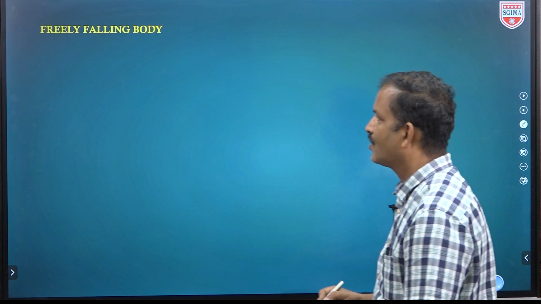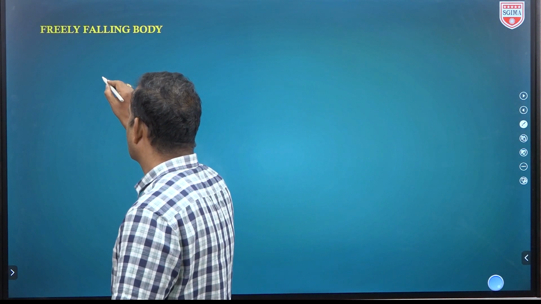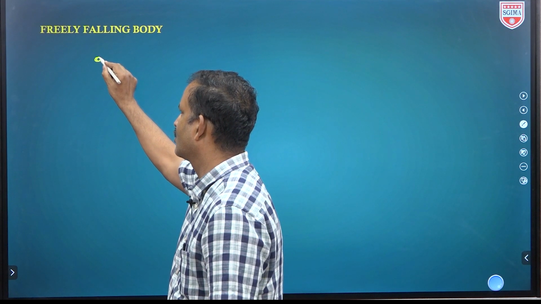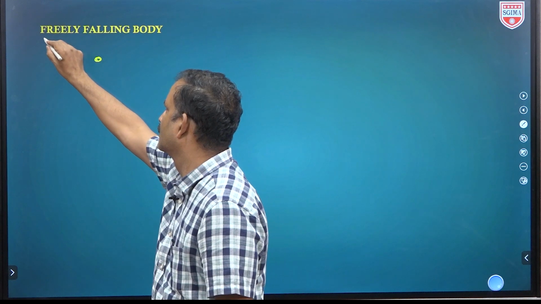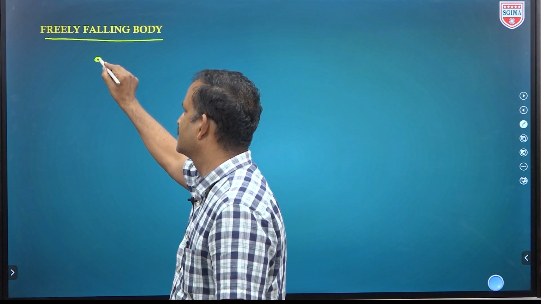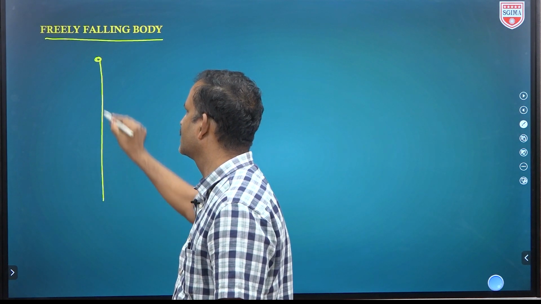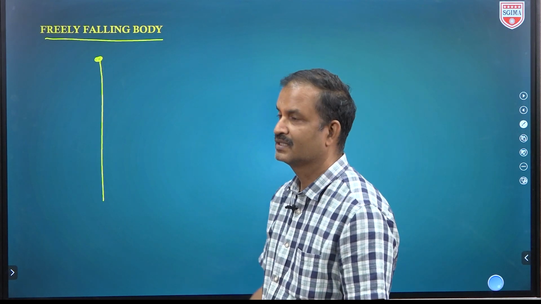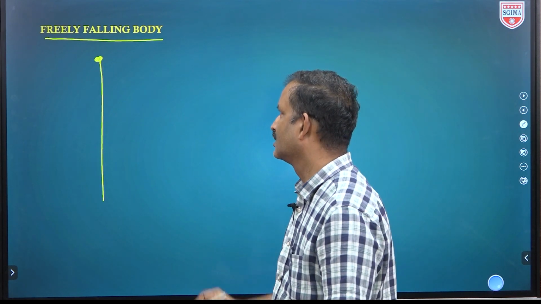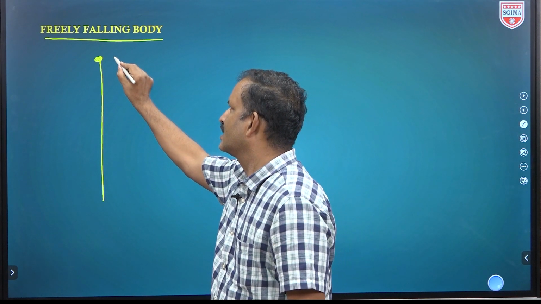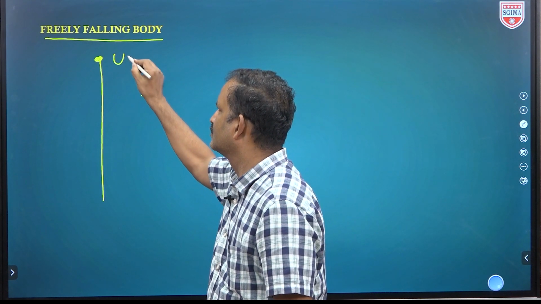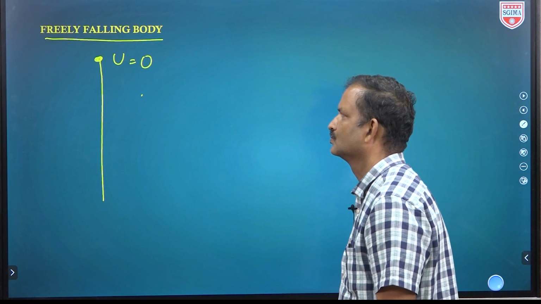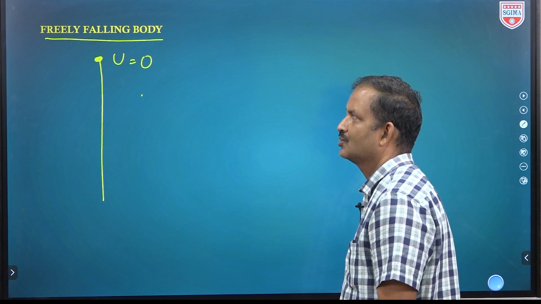Now, freely falling body. What is a freely falling body? Suppose you consider a body, and it is released at this point, just released. Then here the initial velocity is equal to 0. Initial velocity is 0.